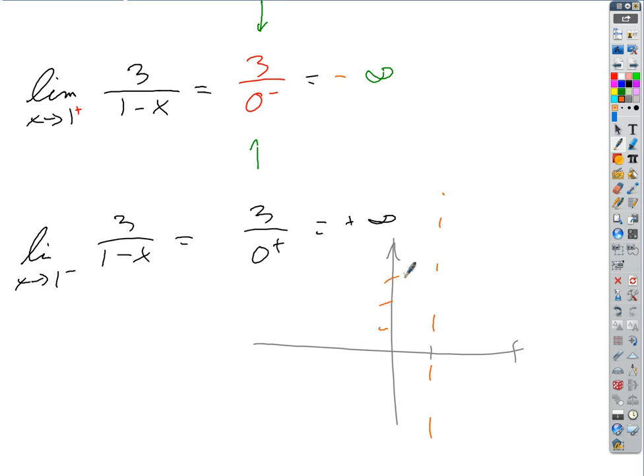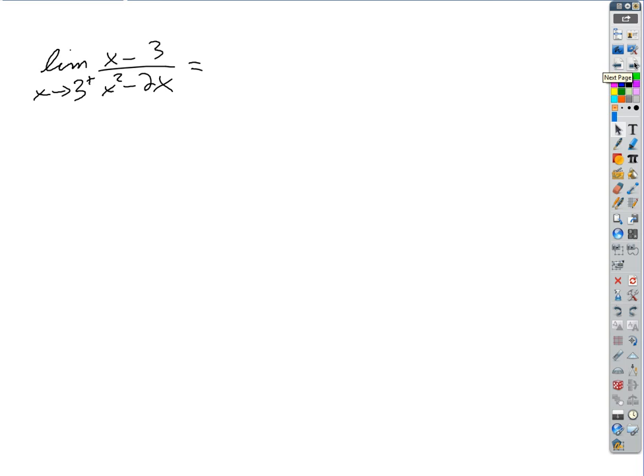the horizontal asymptote's at 3 for reasons you don't know yet, but you will soon. So it looks like that from the right and it looks like that from the left, and that's what that function looks like. Just with that little bit of information, right? Okay, how about something like that?